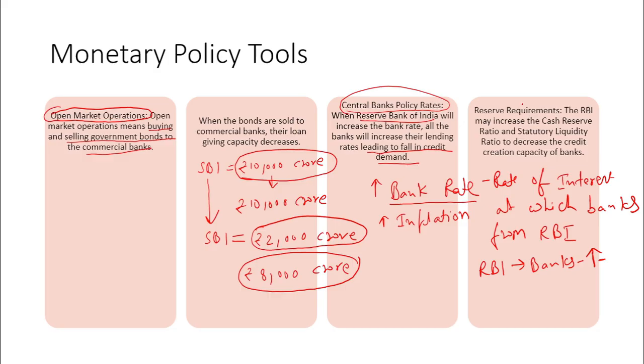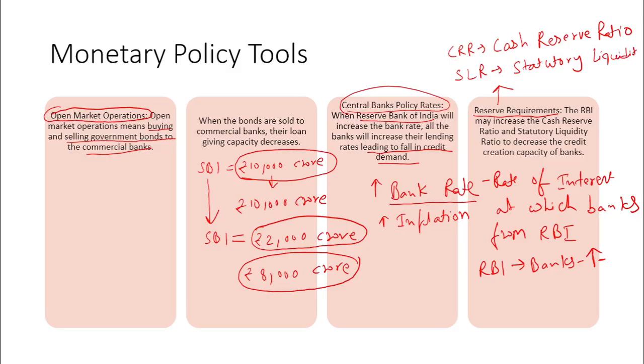Then the third monetary policy tool which Reserve Bank of India has is the reserve requirements. And these reserve requirements are basically related to CRR, which is the cash reserve ratio, and SLR, which is the statutory liquidity ratio.